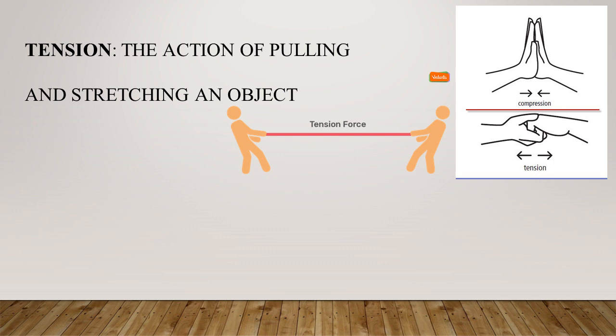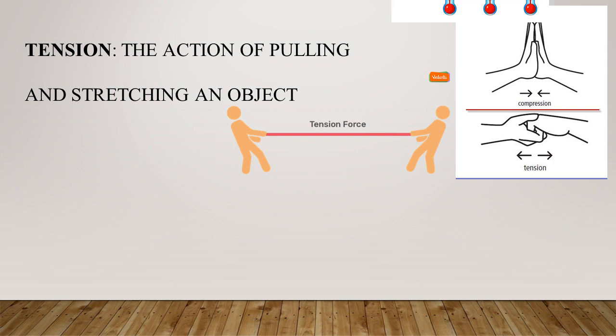Okay. Next is tension. All right, this is the opposite of compression or compress. And this is the action of pulling and stretching an object. All right? So if you pull a rope or something like that, that force being exerted on the rope is called tension.